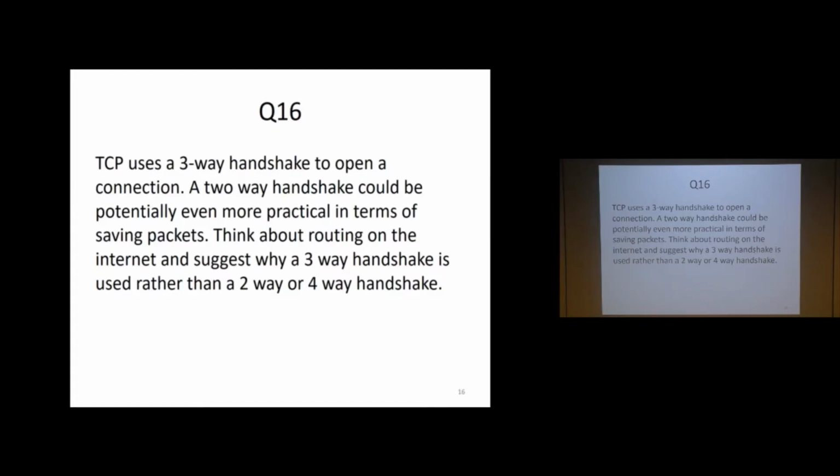Okay, so for this one, TCP uses a three-way handshake. A two-way handshake could be potentially even more practical. Think about routing on the internet and suggest why a three-way handshake is used rather than a two-way or four-way handshake. So again, this is more of an open-ended question. So why don't we just use a two-way handshake? Why not use a two-way handshake? I guess that's the important question here. Why is a three-way handshake better than a two-way handshake?